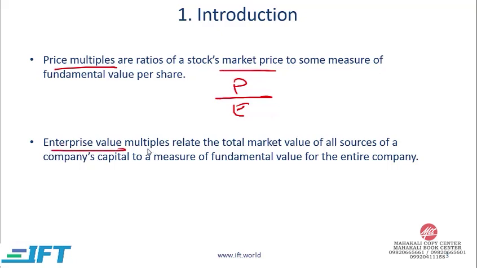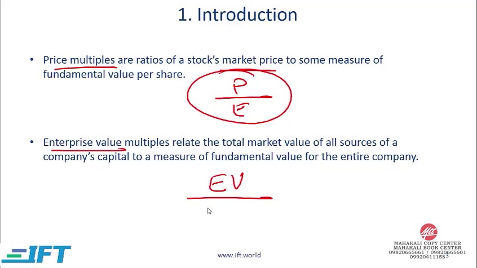Then enterprise value multiples. These relate the total market value of all sources of a company's capital to a measure of fundamental value of the entire company. So notice that these multiples are from the perspective of a stockholder or an equity holder. But what if you want to take the perspective of all investors? Then the most commonly used enterprise value multiple is the overall enterprise value, and we've talked about this concept in an earlier reading, divided by some measure of cash flow or some measure that applies to all providers of capital. And the one that is used most often is EBITDA.